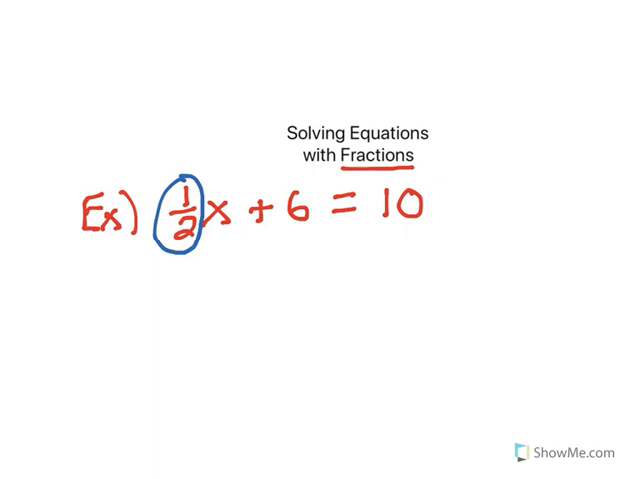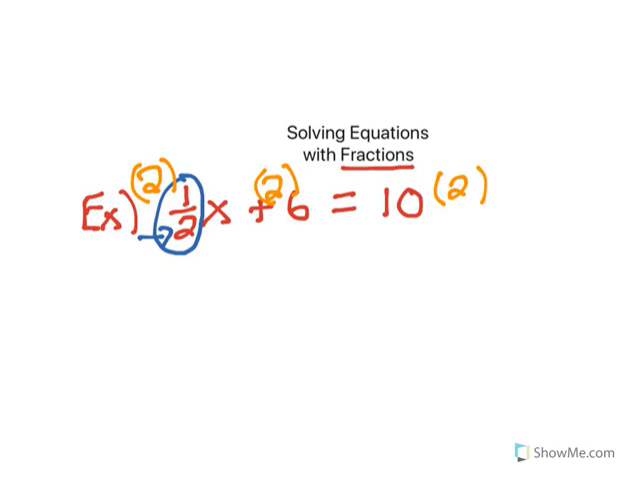What we're going to do is look at the denominator. That's the number in the bottom of our fraction. In this case, we have a 2 here. And to start off, we're going to multiply every single term here by 2. So we're going to multiply this by 2, we're going to multiply this by 2, and we're going to multiply this 10 over here by 2. And watch what happens when we do that.